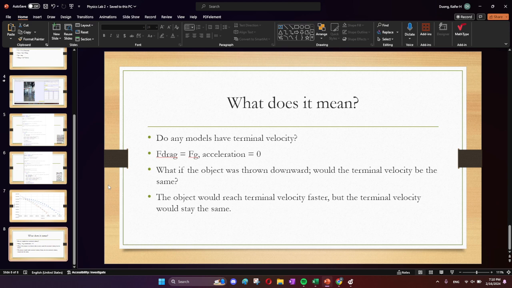And what this means is that acceleration is equal to 0 when the force of drag is equal to the force of gravity. So what if the object was thrown downward? Would the terminal velocity be the same? The terminal velocity for each one would be the same, but the difference is that the object would reach terminal velocity faster. And that concludes my presentation.